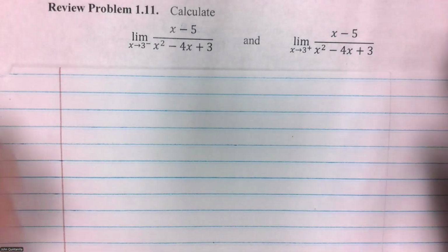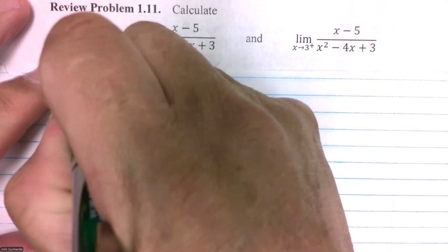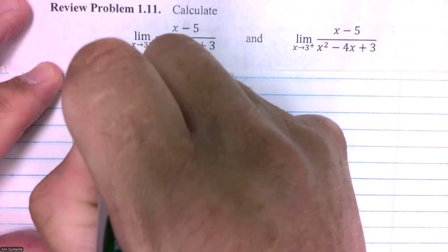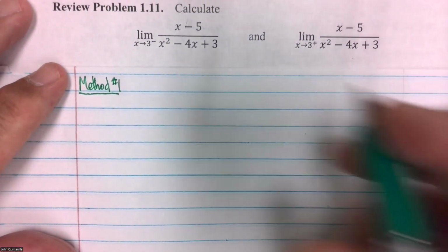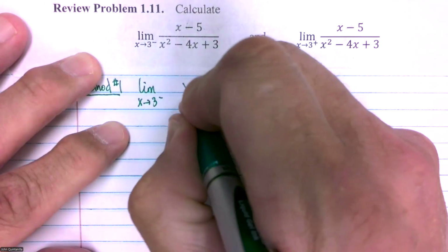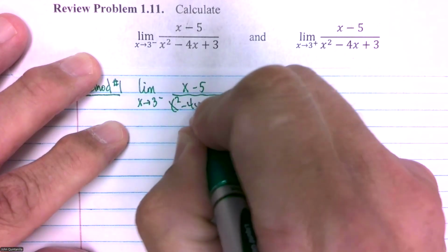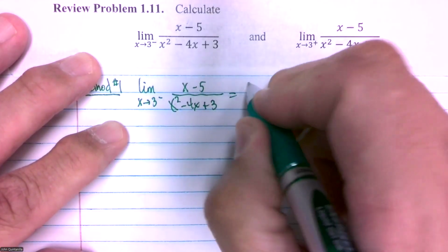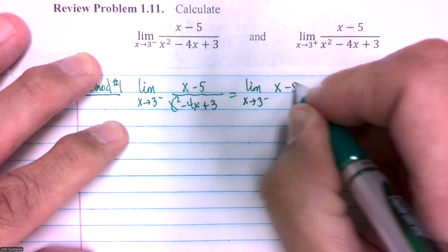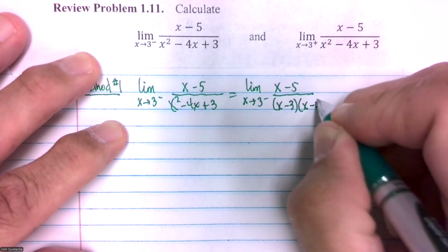All right, so for this one, we're going to approach this two different ways. First off, method number one. For test purposes, both methods do not have to be done. Pick the one that you like the most. They're both logically equivalent. For the first one, we have the limit as x approaches 3 from below of x minus 5 over x squared minus 4x plus 3. And that's the limit as x approaches 3 from below of x minus 5, and this factors as x minus 3 and then x minus 1.